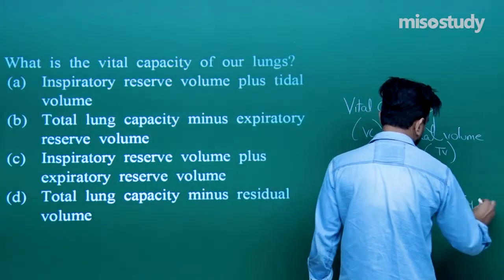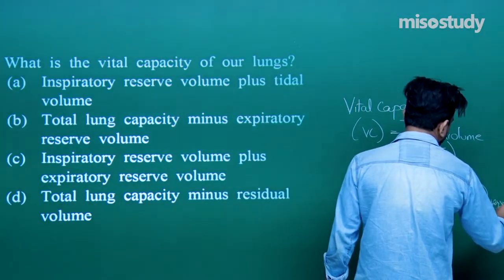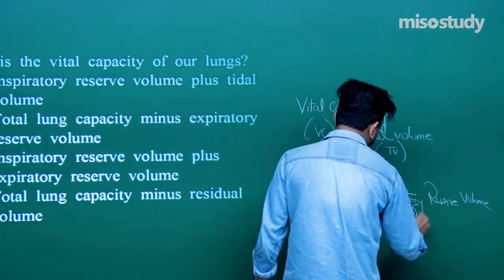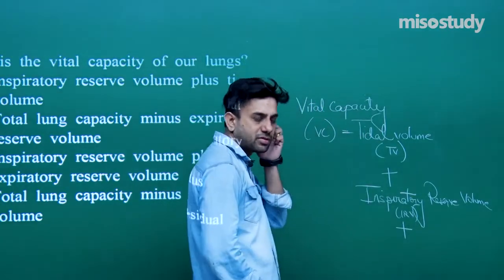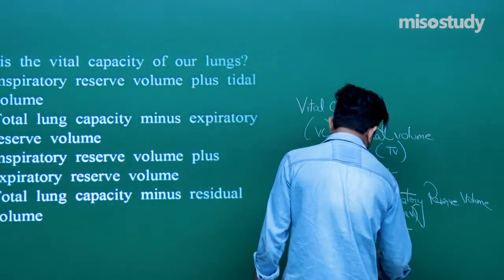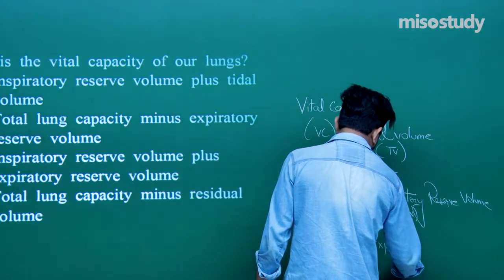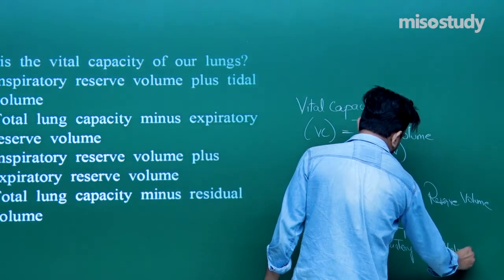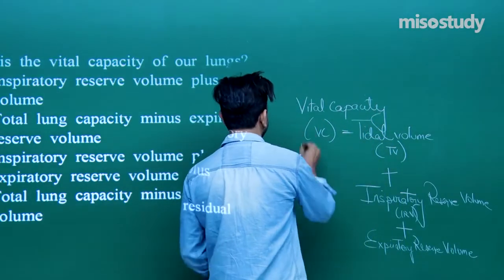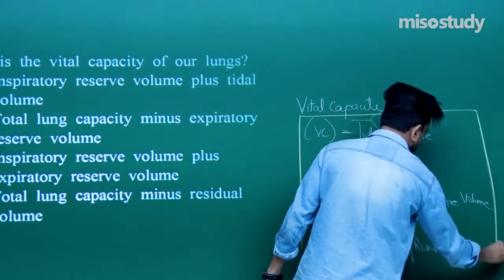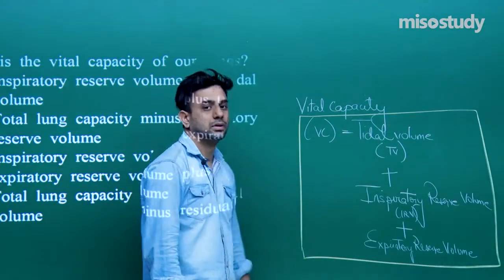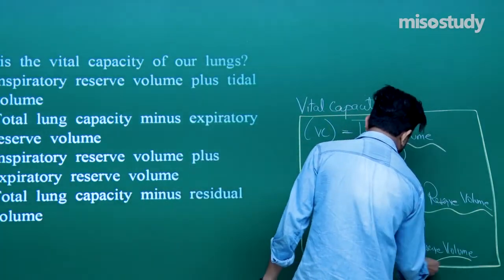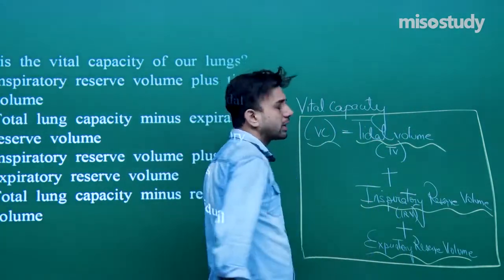the inspiratory reserve volume IRV, plus the expiratory reserve volume ERV. The tidal volume, the inspiratory reserve volume and the expiratory reserve volume, this is what the vital capacity is composed of.